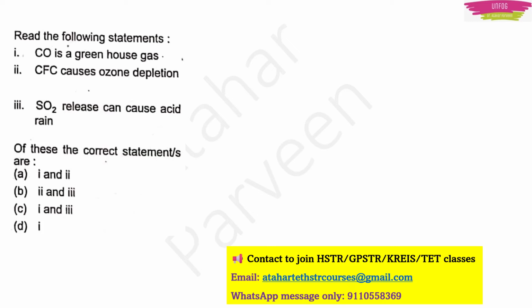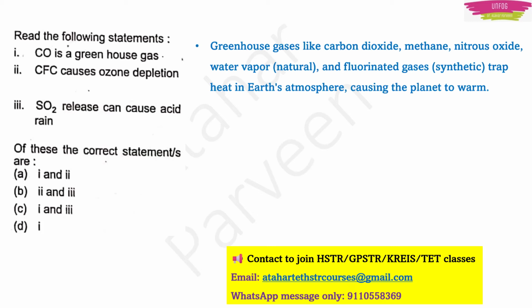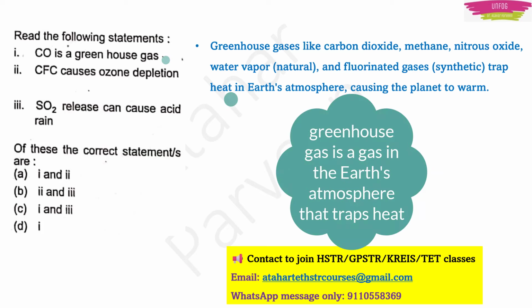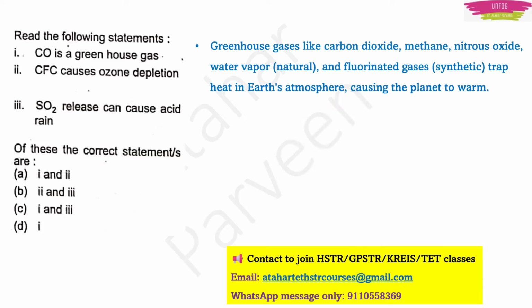So what do you have to do now? First, try to understand the keywords. What is a greenhouse gas? Examples are carbon dioxide, methane, nitrous oxide, and water vapor, which occur naturally, and fluorinated gases, which are synthetically produced from our industries and laboratories. These gases trap heat in Earth's atmosphere. This causes our planet to get warm.